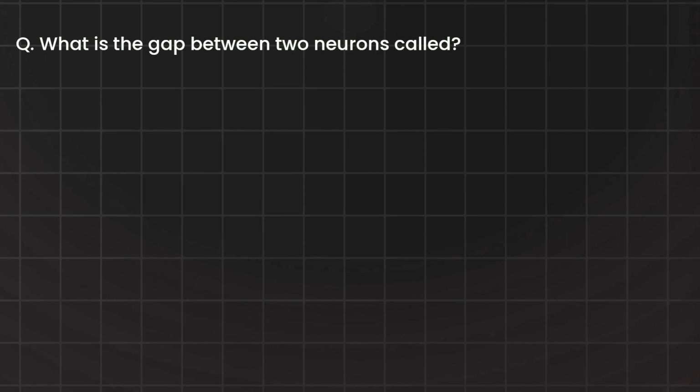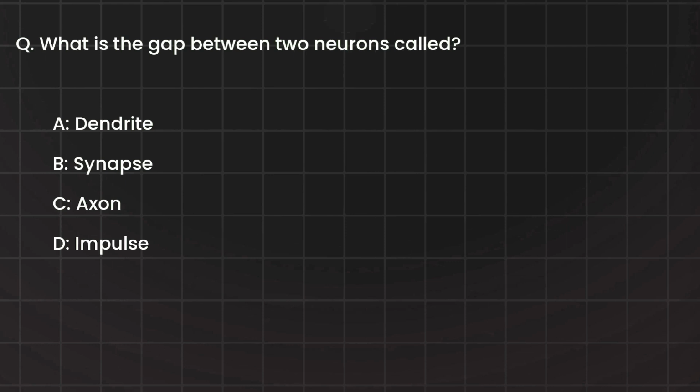Question: what is the gap between two neurons called? Option A, dendrite. Option B, synapse. Option C, axon. Option D, impulse. You have 5 seconds to answer the question.